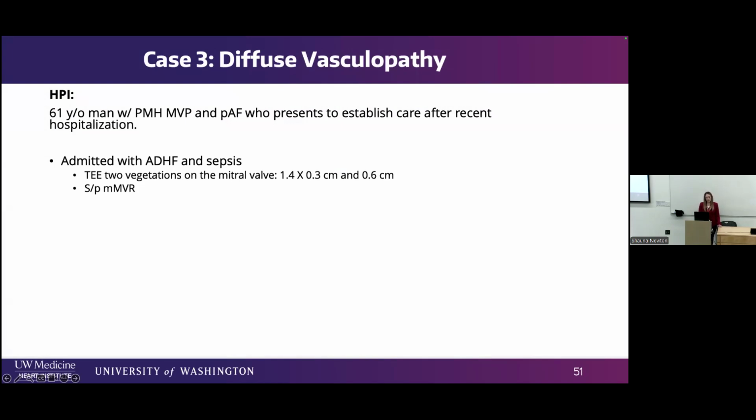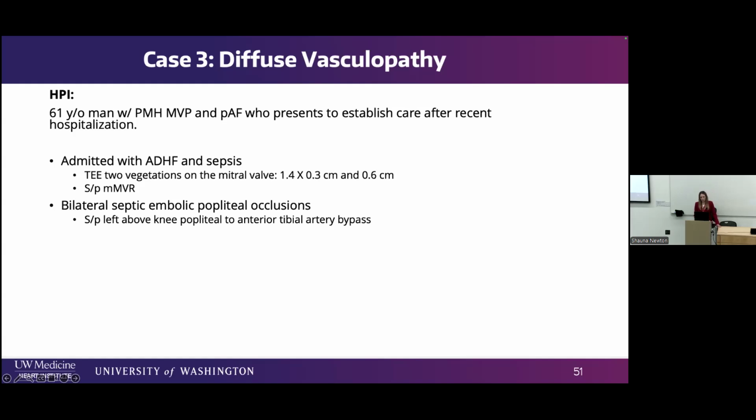He was recently admitted with acute decompensated heart failure and sepsis. He was found to have mitral valve endocarditis with pretty large vegetations. One was 1.4 by 3.3 centimeters, and the other was 0.6 centimeters. So he ultimately gets a mechanical MVR. Unfortunately, before his mechanical MVR was done, he develops bilateral septic embolic popliteal occlusions, which seems like a horrible complication.